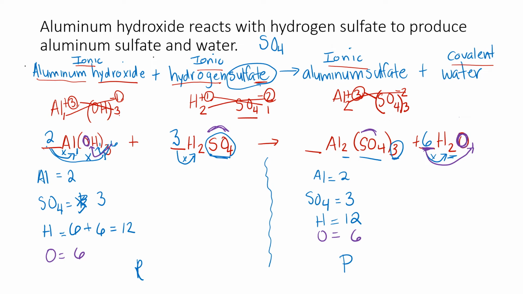We pretty much have it balanced, and for a coefficient, that would just be 1. So if you balance this correctly, you would notice that you would have the coefficients of 2, 3, 1, and 6. And again, I can't stress enough how important it is to have this right, because otherwise you won't be able to do the assignment.